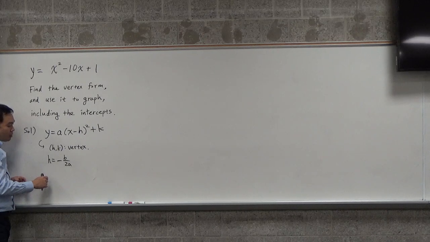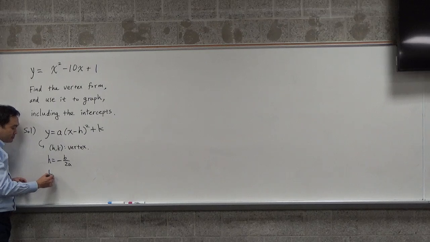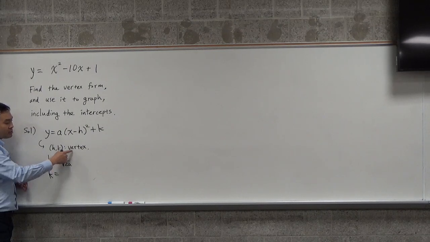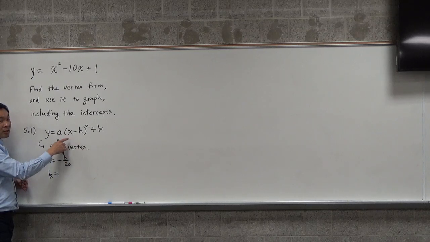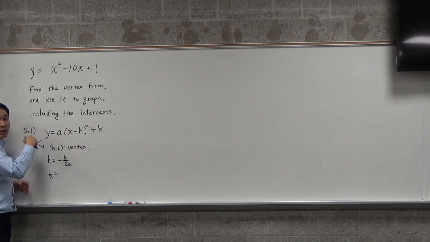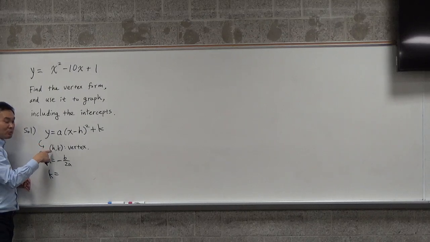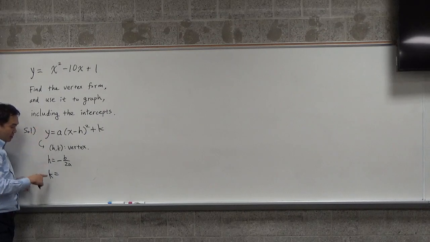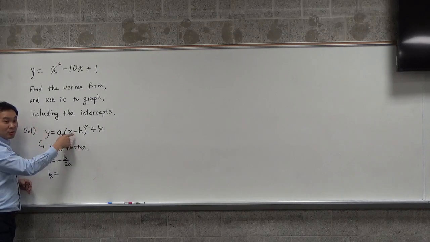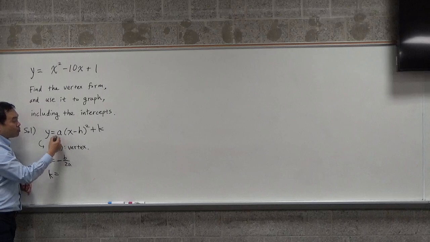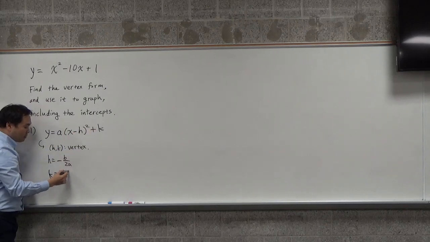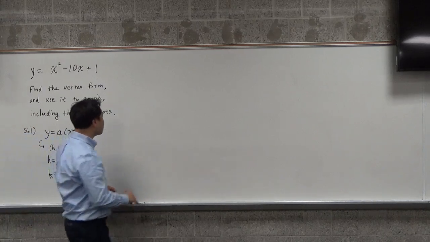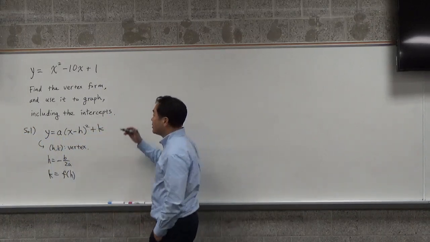All right. Now, how do you find k then? If you know the x-coordinate of the vertex, how do you know the y-coordinate of the vertex if it's on a graph? Any time you know the x-coordinate, you can find the y-coordinate by plugging the value into the function. Right? So if I call this function f, if you evaluate this function at h, you get the k. So let's follow that plan.